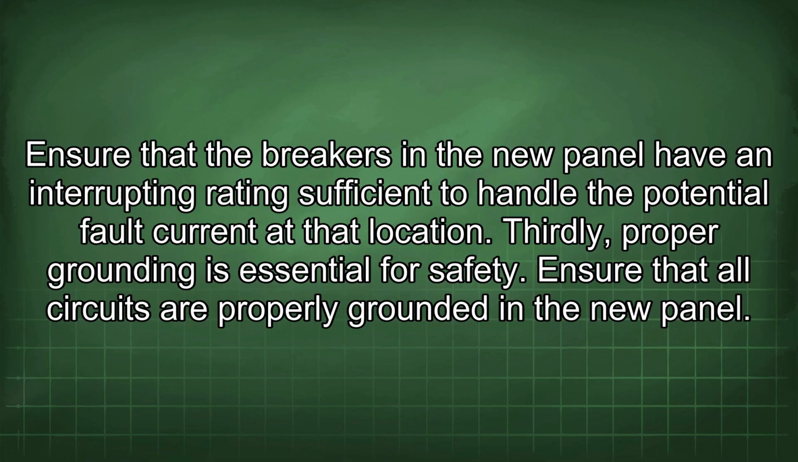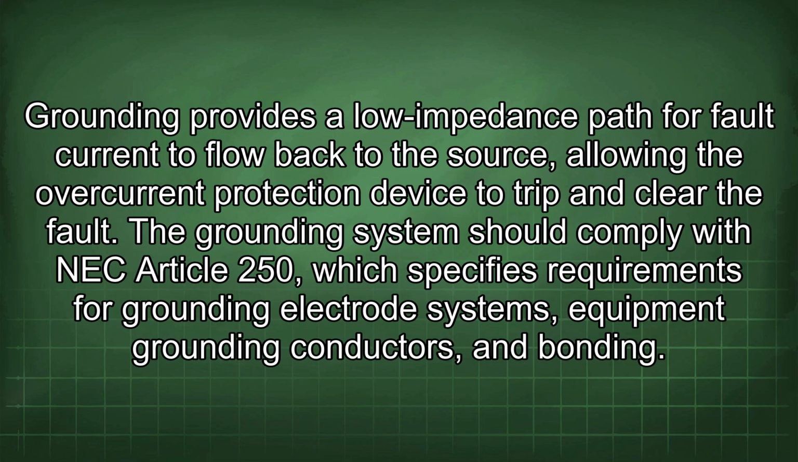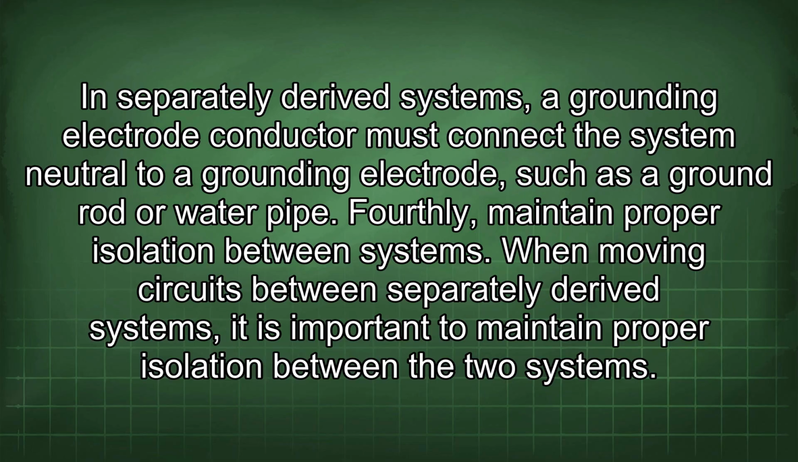Ensure that all circuits are properly grounded in the new panel. Grounding provides a low impedance path for fault current to flow back to the source, allowing the overcurrent protection device to trip and clear the fault. The grounding system should comply with NEC Article 250, which specifies requirements for grounding electrode systems, equipment grounding conductors, and bonding. In separately derived systems, a grounding electrode conductor must connect the system neutral to a grounding electrode, such as a ground rod or water pipe.